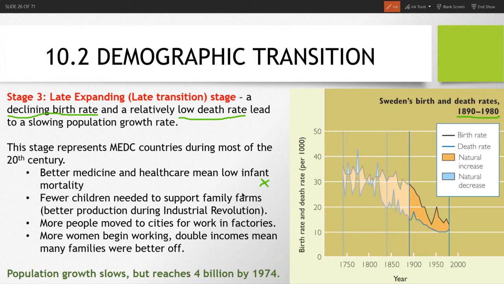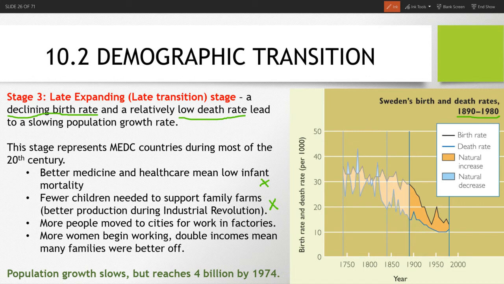So that's one point here. We get more people starting to move to cities to work in factories. So even the nature of work starts to change, right? People move from rural areas into more urban areas because increases in food production in rural areas, due to better technology during the Industrial Revolution, mean that there's more food available for more people. Therefore, fewer people even need to work on farms in the first place.